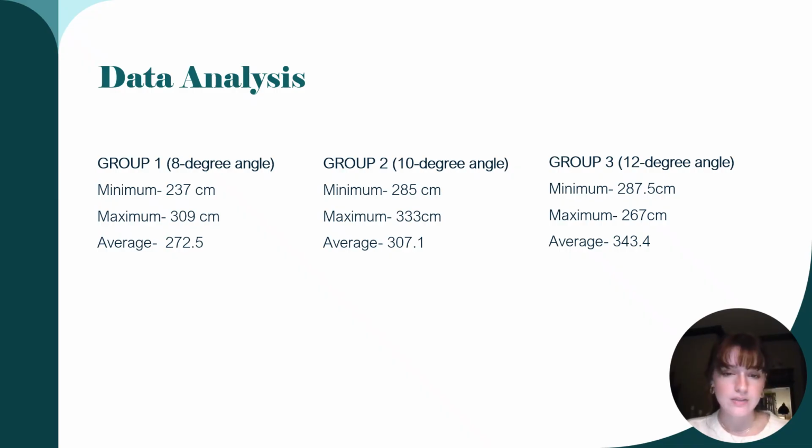So even looking at this, you can tell that there is a very obvious change based on the angle incline. The lowest incline, 8 degrees, has the lowest average, so the lowest distance traveled, while group 3 has the highest distance traveled, and that is also the highest incline. So that's pretty interesting.